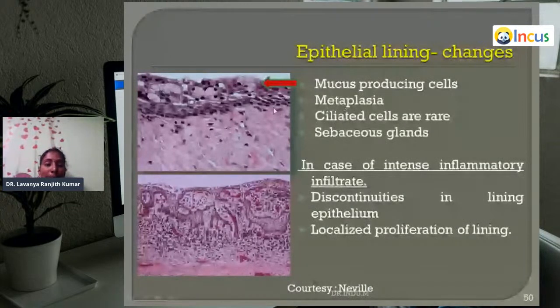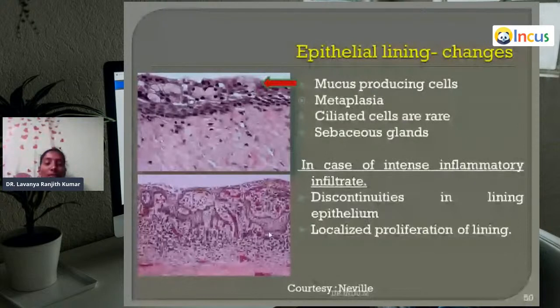Next, in case of intense inflammatory infiltrate, there is discontinuity in the lining epithelium. I told you, if it is inflammatory, there is discontinuity in the epithelium and localized proliferation in the lining. If the cyst is inflamed, which is very common, then the cystic lining will have rete ridges. Otherwise, rete ridges are absent in the cystic lining. If it is secondarily infected and inflamed, then you will get rete ridges.